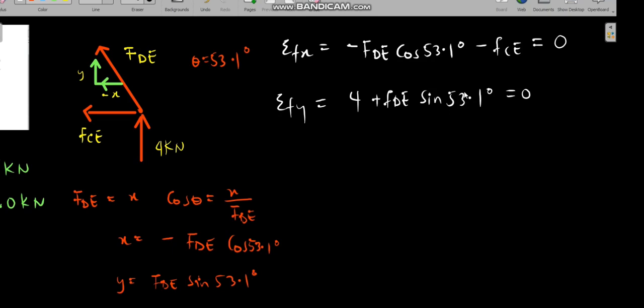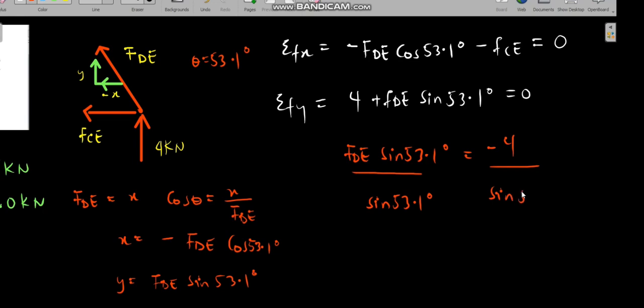Okay, so now let's continue. Considering these two equations, you can see that you can easily find FDE here since it is the only unknown. But in the first one you have two unknowns, so you can't solve that. So you can solve the second one. Let's make FDE the subject. So FDE sine of 53.1 degrees would be equal to minus 4. Let's divide both sides by sine of 53.1 degrees.